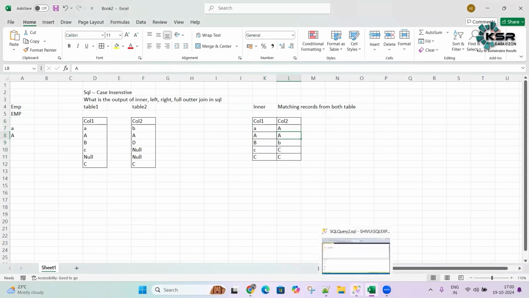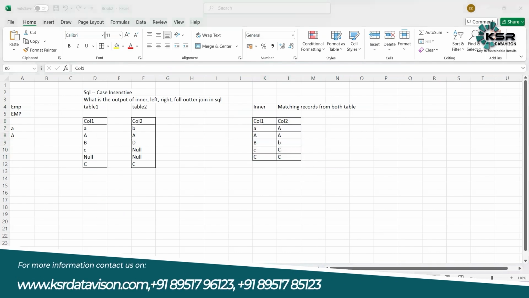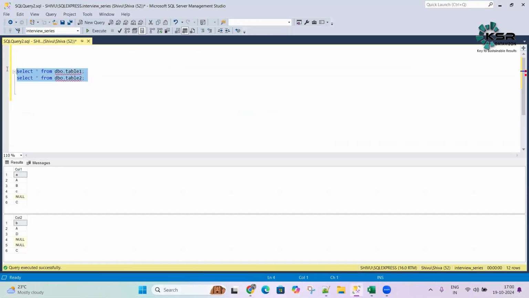Now let's see the same in SQL, whether this output is correct or not. Okay, so I have two tables here. Table 1 has these records, the same records we took in our Excel sheet, and again table 2 has the same records. Now let's write a SQL query to join these two tables. So what's the SQL query for joining the two tables?